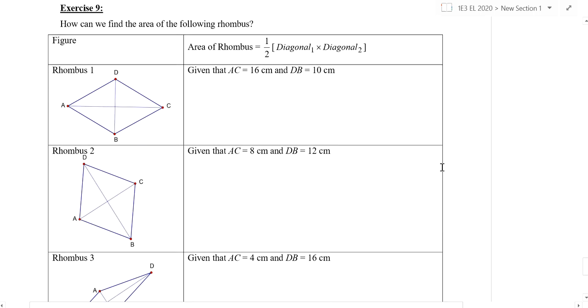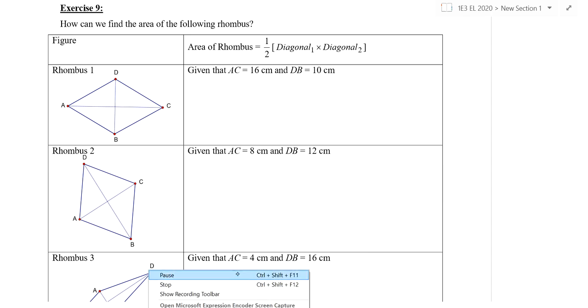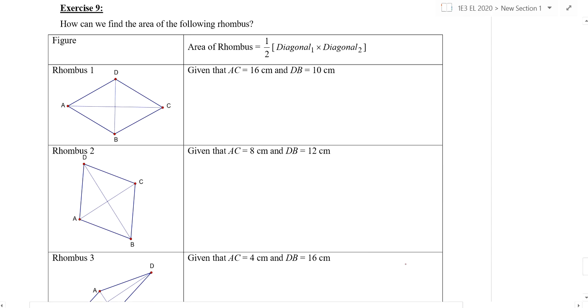So then how do we find the area of a rhombus? Can we use the same formula for a parallelogram? Sure we can. Of course we can. But is there a different formula that we can use? So that is what we are going to find out now. You are given that the area of a rhombus is the same as half times the length of one diagonal times the length of the other diagonal. So let me demonstrate how we can use this formula.